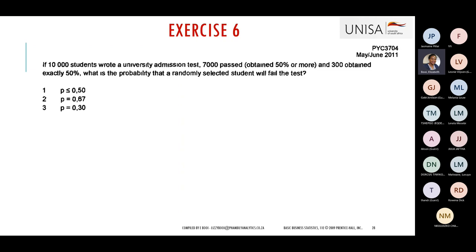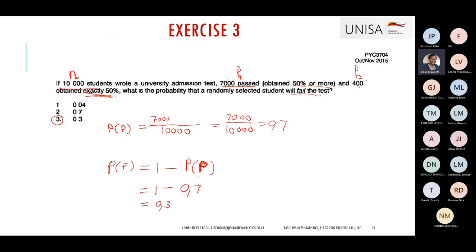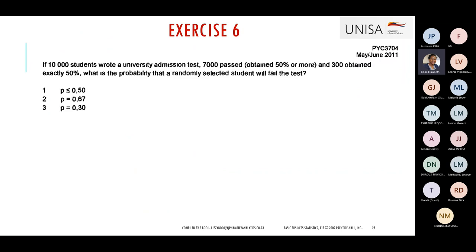I'm going to ask you to answer this one without my help. If 10,000 students wrote a university admission test, 7,000 passed, and they obtained 50 or more, and 300 obtained exactly 50%, what is the probability that a randomly selected student will fail the test? It's almost exactly the same as the question that we just did, right? So I expect you to be able to answer that with ease.